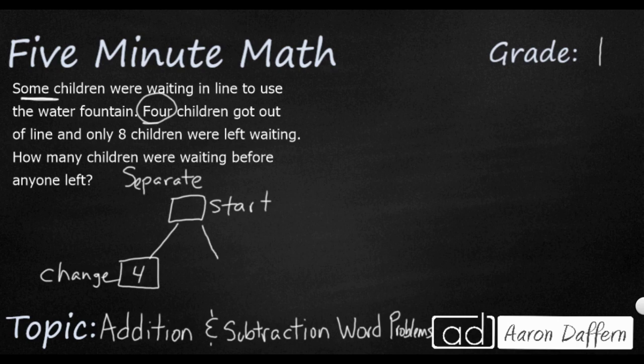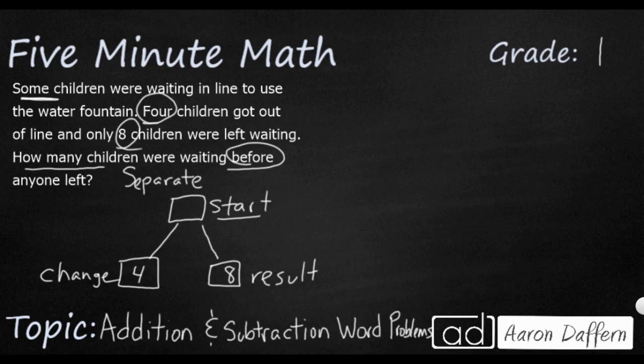And now the result is how many kids are still waiting in line after those 4 kids got out of line? We have 8. So our question is going to try to find that start. How many children were waiting before? So at the start of the word problem. Well, as you can see, we have a few different options here.